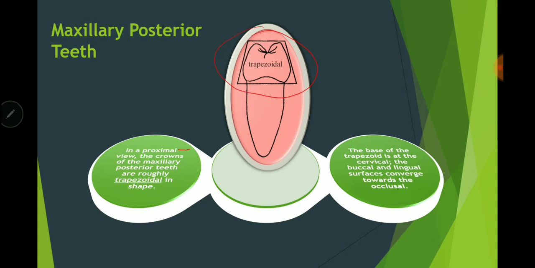Now remember, in the anterior teeth, when you look at the facial view, it's also trapezoidal, but the base of the trapezoid is at the incisal or the occlusal. So make sure you know where the base of the trapezoid is in these teeth. Very high yield stuff.